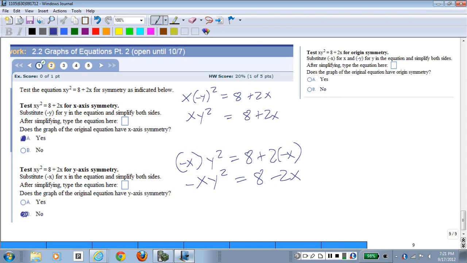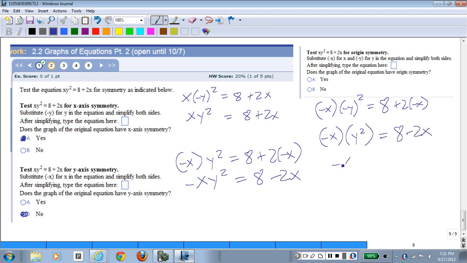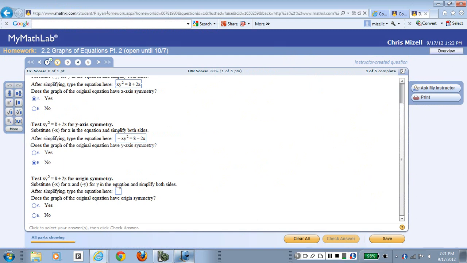But this one, it's going to fail the origin, right? Negative x, negative y squared equals 8 plus 2 times negative x. So negative x times y squared equals 8 minus 2x. Negative xy squared equals 8 minus 2x. Same result as we got when we tested for y-axis symmetry, and this was also a no. So, got to type it.